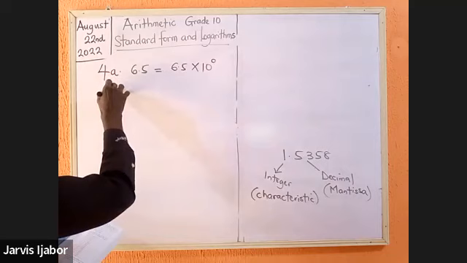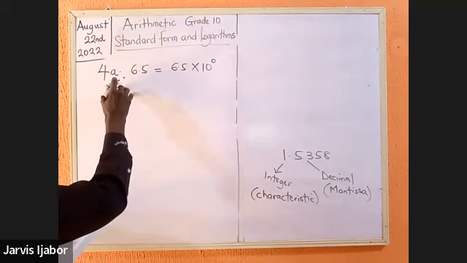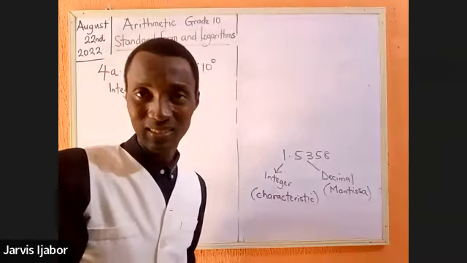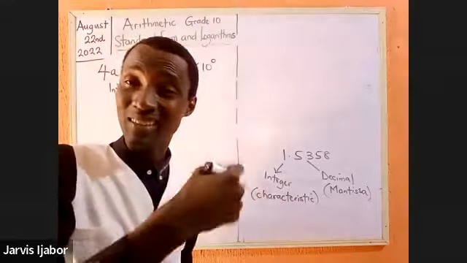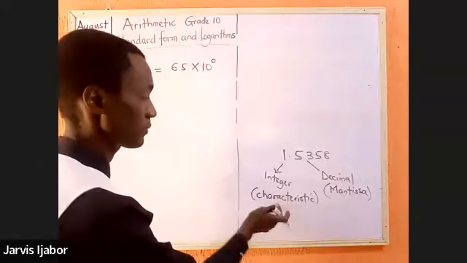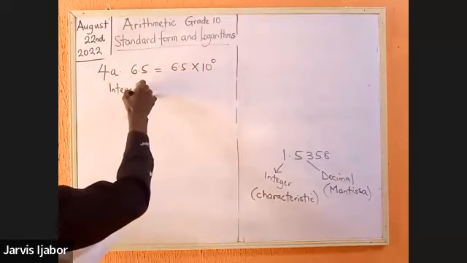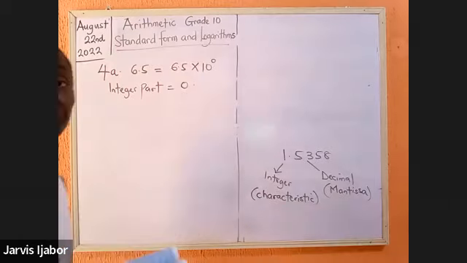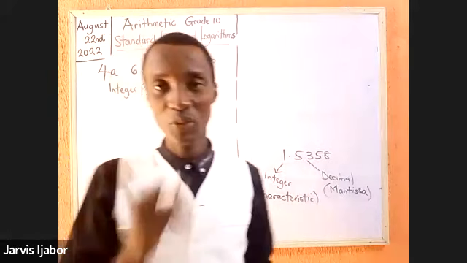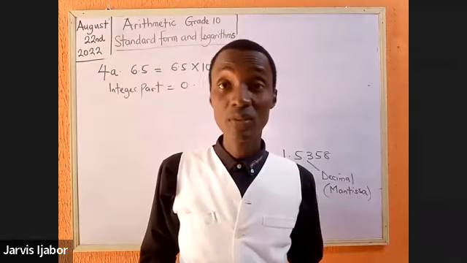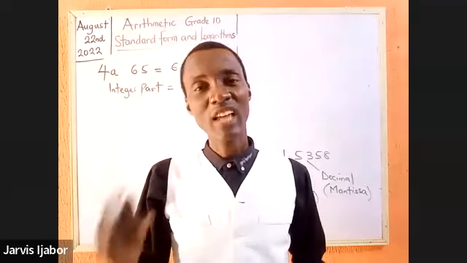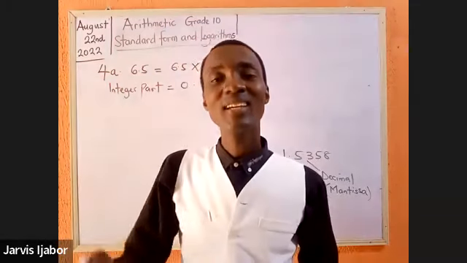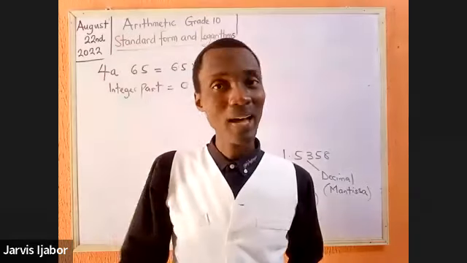So the integer part, the characteristic, will be equal to 0. Now they may say integer part or they may say characteristic, so it means the same thing. That's all. But I'm going to stretch this question by asking you to find the integer part and the mantissa or the decimal part. How would you do that?